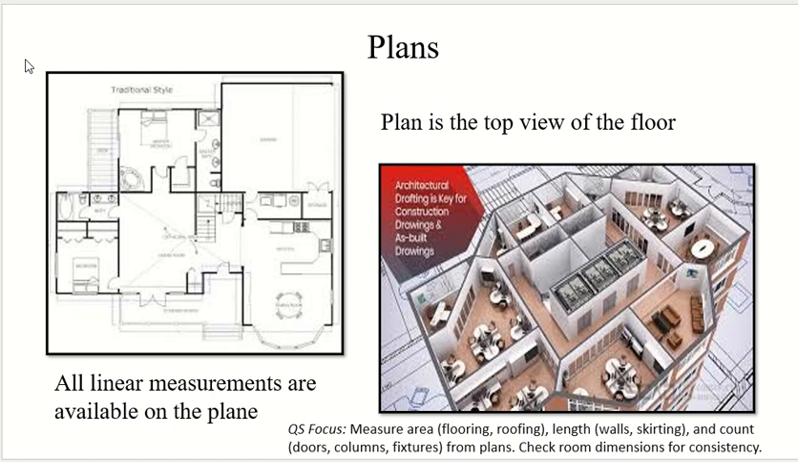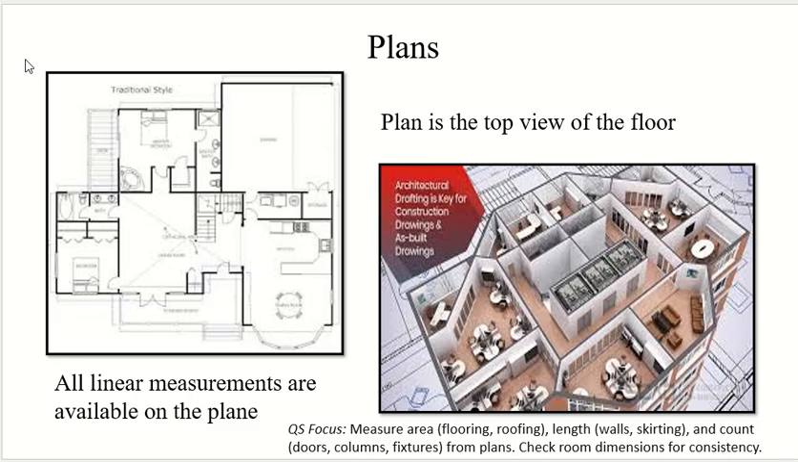Then we have plans, as you mentioned, the top view. It can be for different floors: the ground floor, the roof level, the first floor, the second floor, and so on and so forth. It can be something like this, which is more architectural, so you see the walls as well, you see the furniture as well. Or it can be something boring like this, made by us civil engineers. Normally all linear measurements are available in the plans.